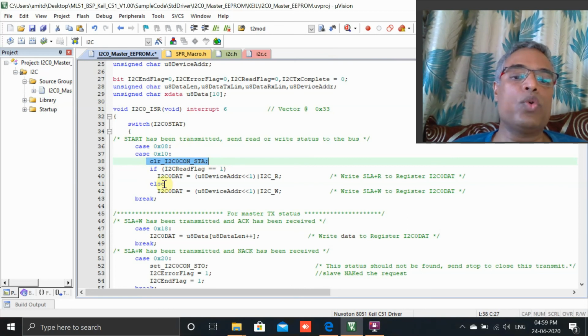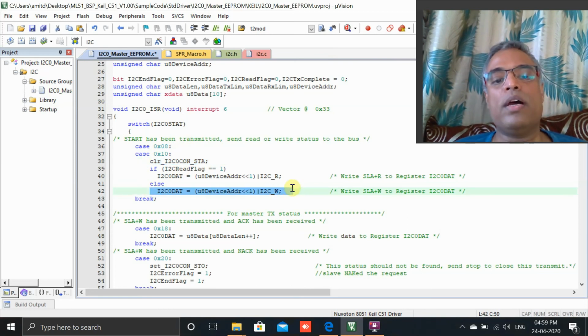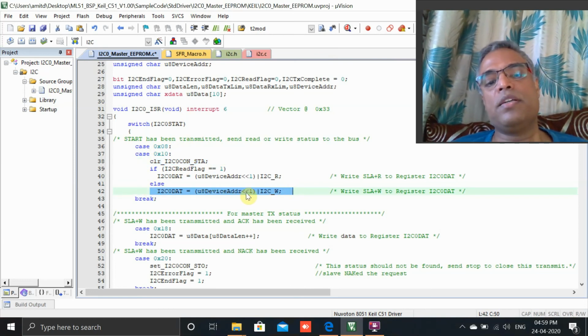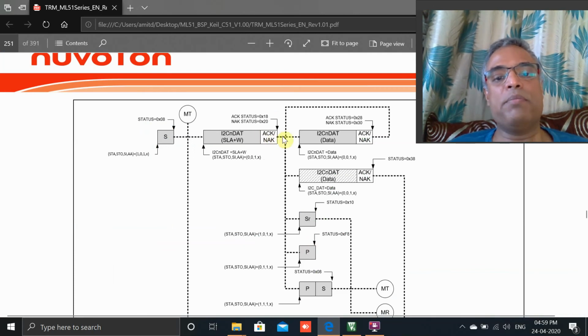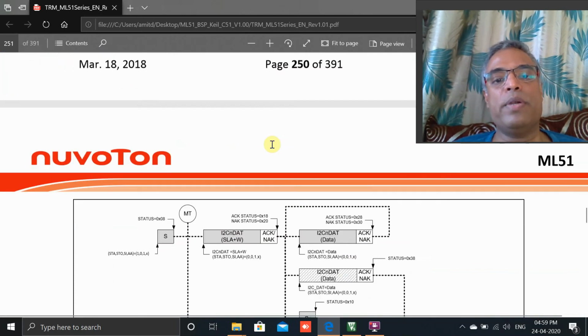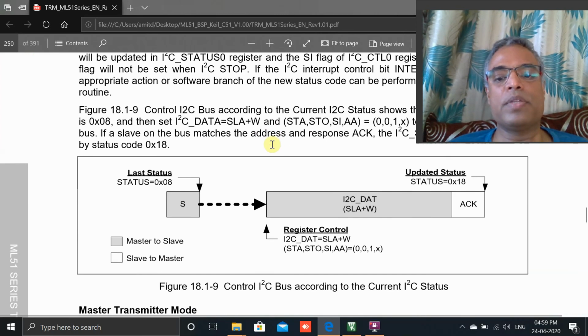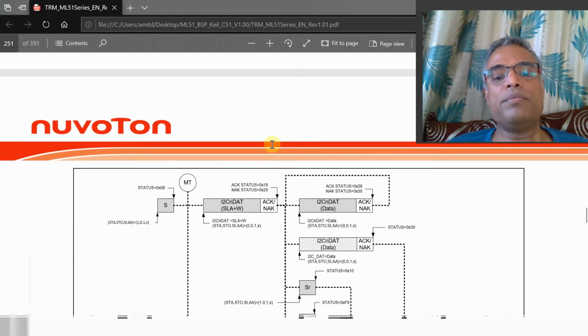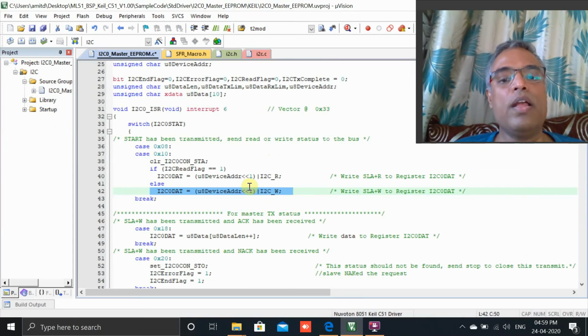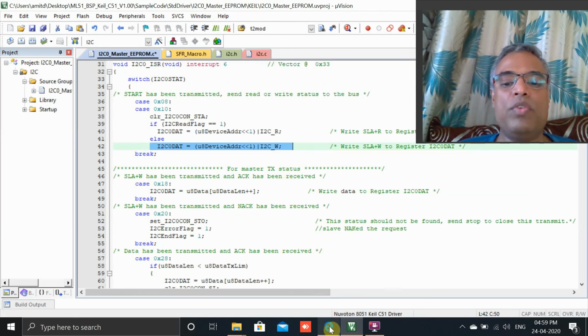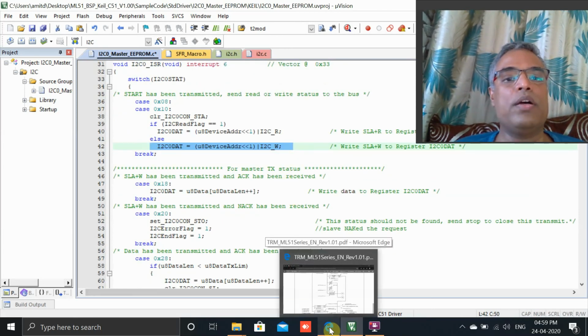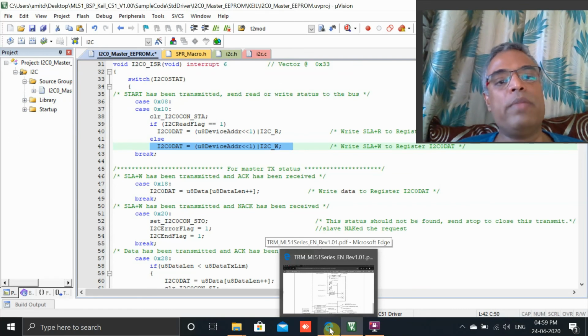So this is 0. So I'm going to come here and I'm going to give the device address, shift it left by 1, because the least significant bit is the read write bit in the address. So you can see here the least significant bit here is the read write bit for the address. So I do that, and once that is done, I will execute a write transaction. Now once the write transaction is executed, we'll try to compare this with the diagram. Okay, it will make it more clear.